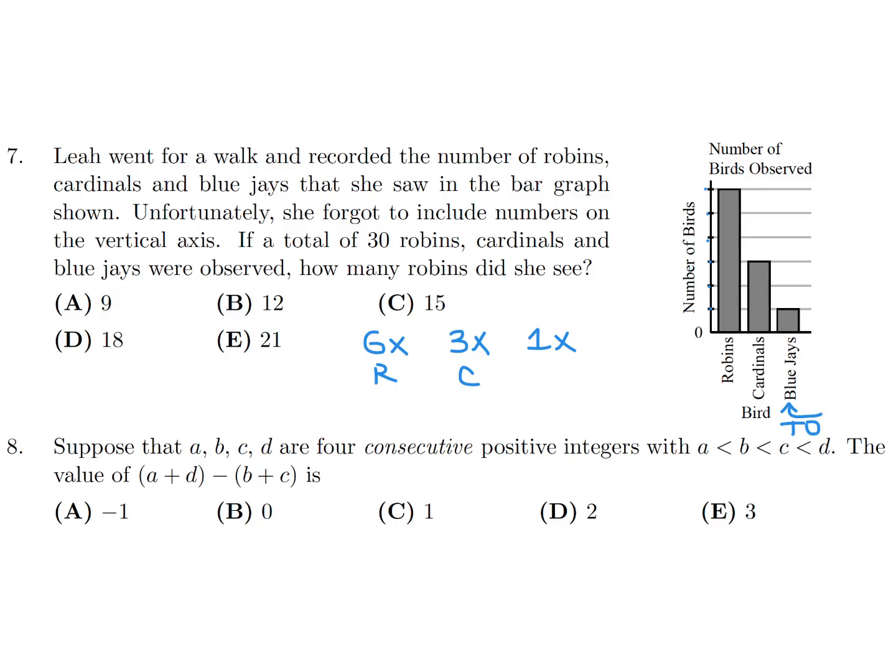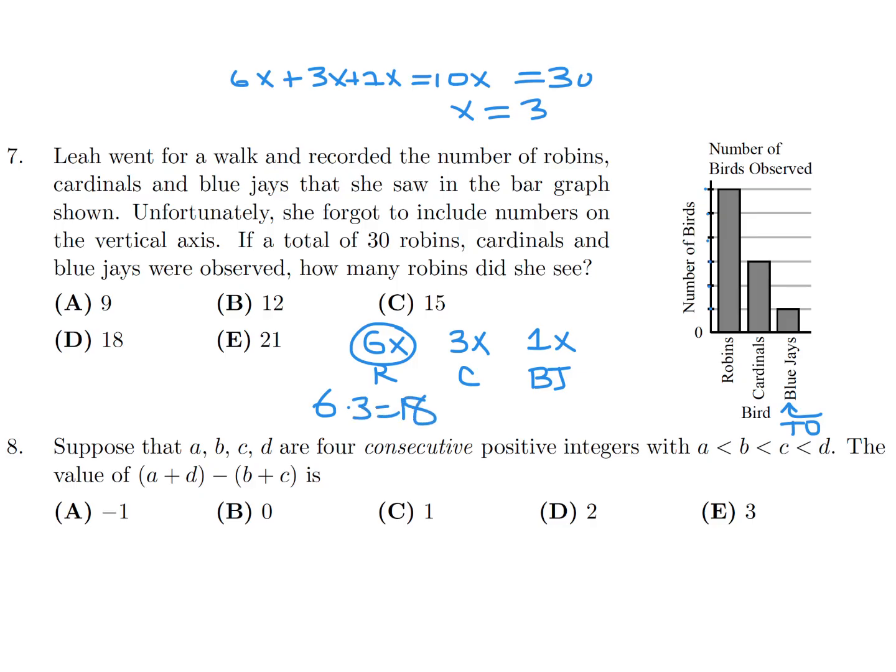Okay, so we got 6x plus 3x plus 1x. So 6x plus 3x plus 1x, and that is equal to 10x. And they're saying that is 30. I got it. So x is 3. So how many robins? Well, that would be basically 6 times 3, which is 18. And therefore, that would be D.